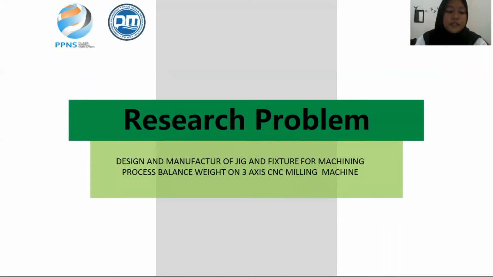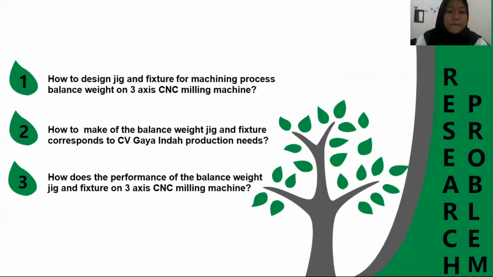Research problem. Based on the background that has been described before, the problems obtained are: 1. How to design jig and fixture for machining process balance wheel on 3-axis CNC milling machine. 2. How to make the balance wheel jig and fixture correspond to CV Gaya Indah production need. 3. How does the performance of the balance wheel jig and fixture on 3-axis CNC milling machine?